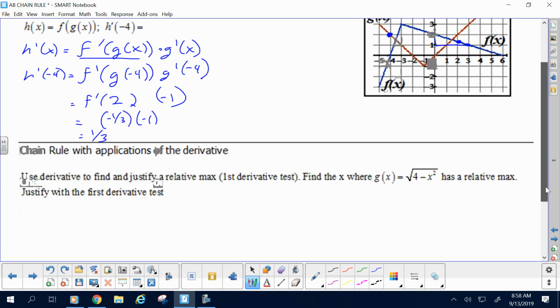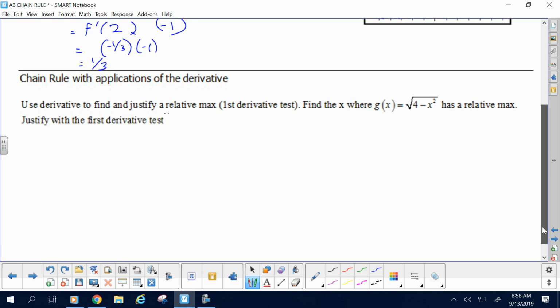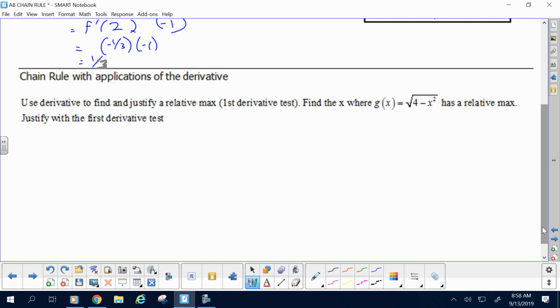Now, I said for the most part we're going to focus on technique, but we can do some applications. One application now is to find an extrema using the chain rule. So if I said use the derivative to find and justify a relative max by the first derivative test on g of x, what would you do? First of all, how do you use the first derivative test? What's the first thing you do? Find the derivative, all right?